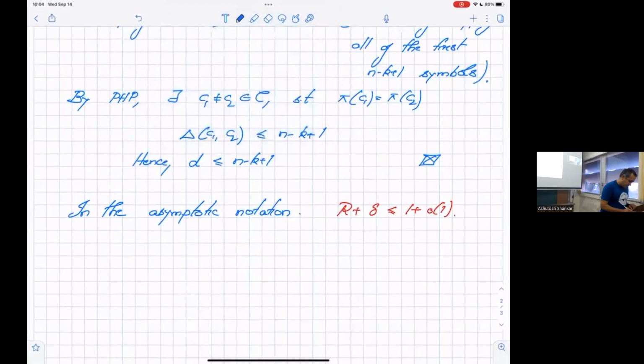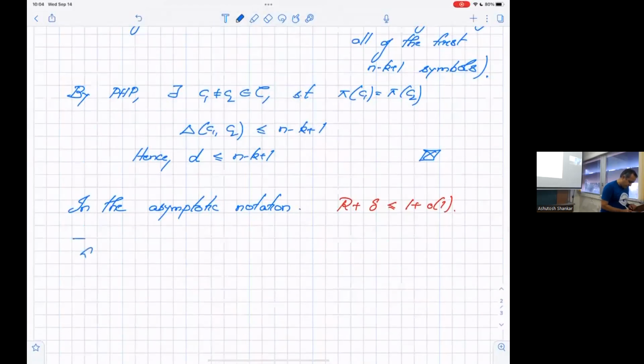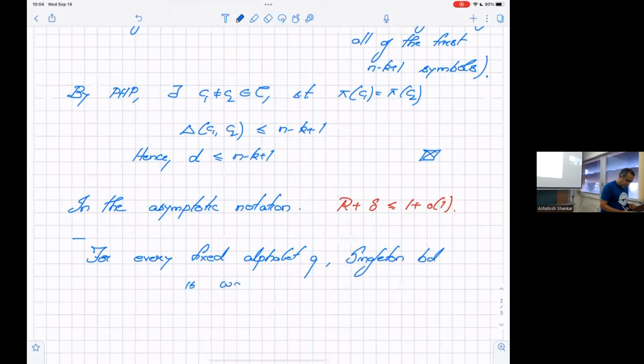So for that, there will be no reason when we decide the code is... Singleton bound. So what I want to say is the following. For every fixed alphabet, the Singleton bound is worse than the Hamming bound. And the reason is actually fairly simple.